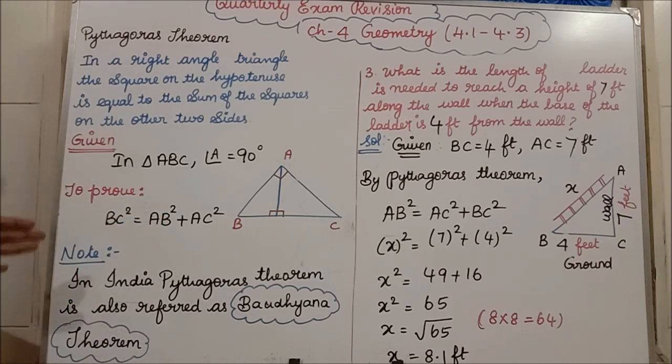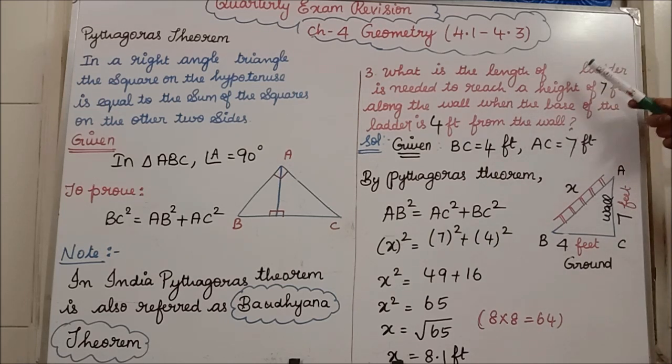Clear, all of you? Now based on this Pythagoras theorem I am going to explain the problem. Already we have seen problems number 1 and 2. So I have given this problem number 3. Here now I am going to read the question. What is the length of the ladder? A ladder is made to reach a height of 7 feet along the wall when the base of the ladder is 4 feet from the wall. Can you understand the question? Like this format only you will have in the exercise problems also. You have to understand the question.